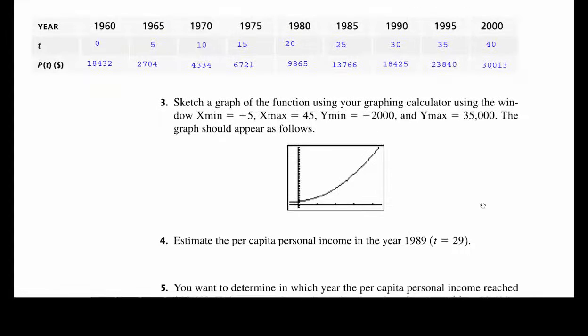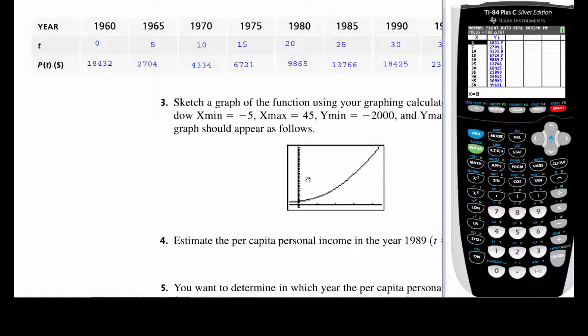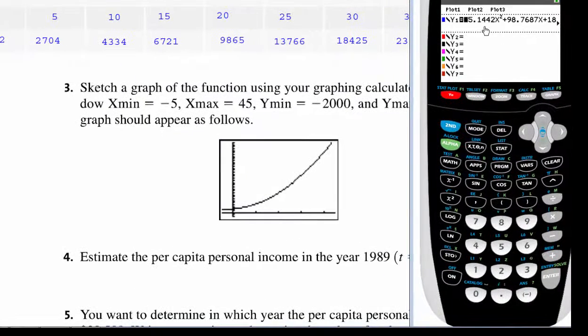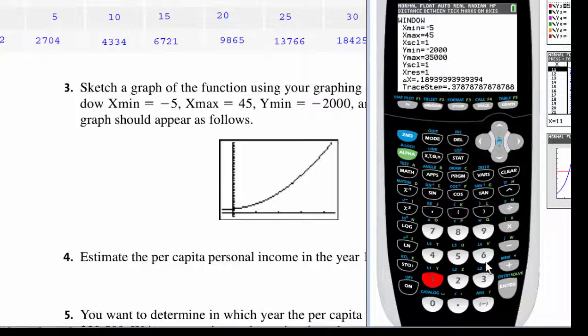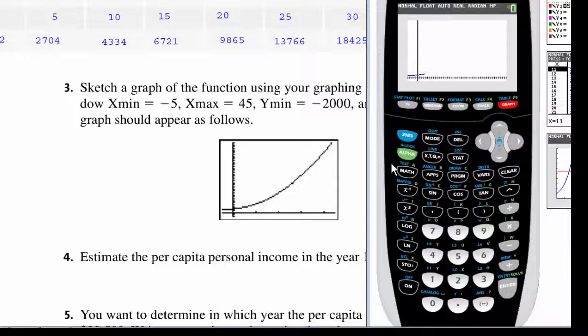Question 3 says, sketch a graph of the function, and then they give us the window. X-min is -5, X-max is 45, and so on. So we've already entered our equation into the calculator, so I'm just going to set my window by pressing the window key. So here's my window, and I press graph. And if we've done this correctly, we should have a graph that looks similar to what's given to us in the book. Right? Yeah, these graphs appear similar, so I feel comfortable about what I've done here.